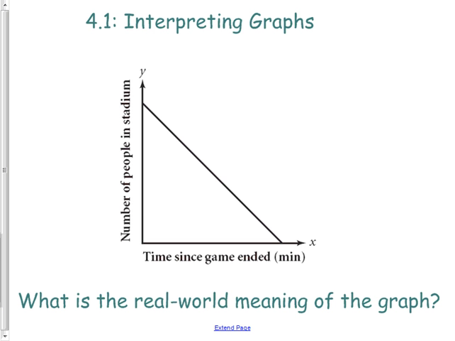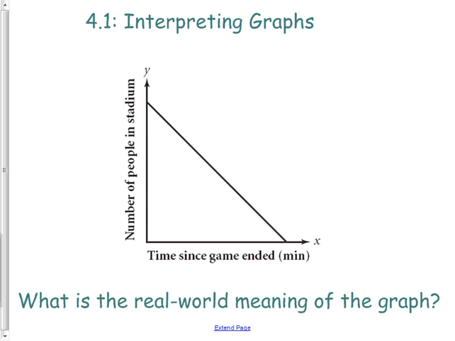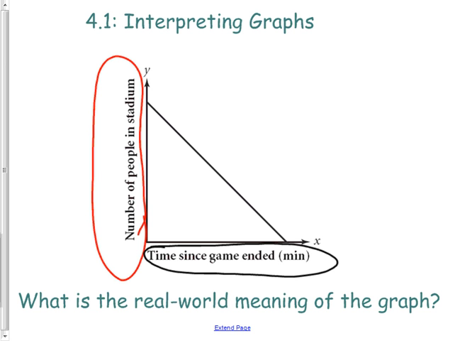All right, let's talk about more stuff. This one, it's important to look at the axes. On the y-axis here, the number of people in the stadium, and on the x-axis, time since the game ended. Let me ask you an important question. Do you think the number of people in the stadium depends on how long it's been since the game ended? Or do you think the time depends on the number of people in the stadium?